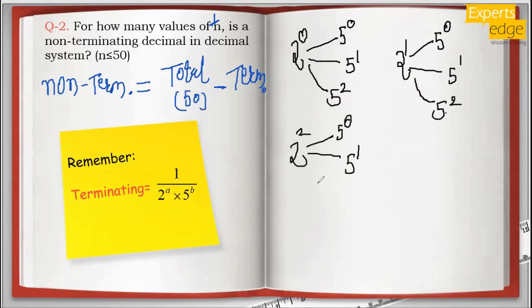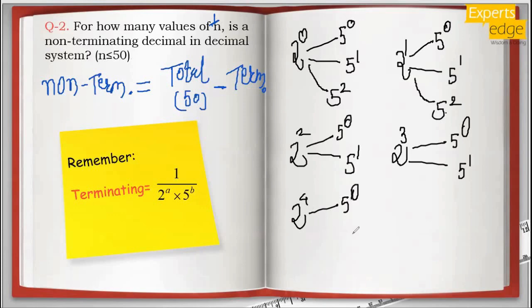We can't have 5 to the power 2 because 25 into 4 is 100, whereas the value of n has to be less than 100. So we'll have only two cases here. 2 cube, again 5 to the power 0, 5 to the power 1. 8 fives are 40, that is very much okay. 2 to the power 4, which is 16. We can't make a combination of 16 with 5 because 16 fives are 80, so we can't go ahead with this value.